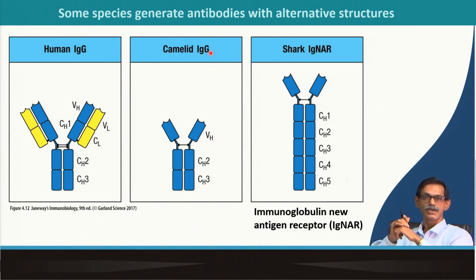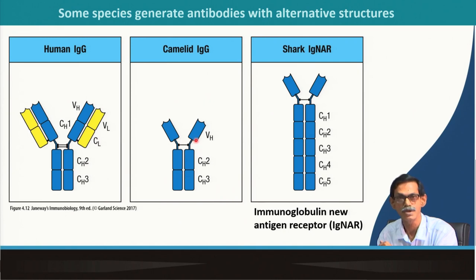You see there is no light chain, it is very clear. Another thing, there is no CH1 also. So, only the variable region and CH2 and CH3 are there. But again this is a combination of two, so it is also divalent. So, only one variable region of a heavy chain is doing the job or serving the purpose of antibody-antigen interaction.